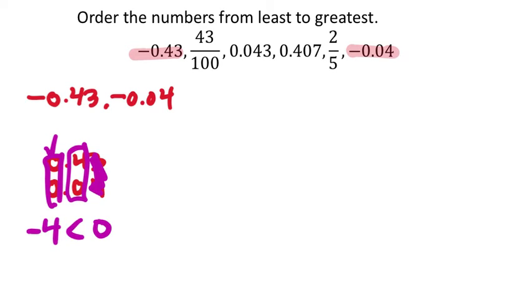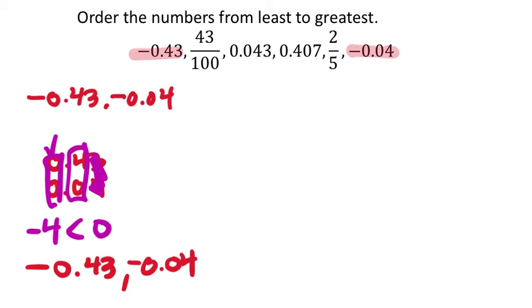Which means, well, that came from the negative 0.43 here, which is this one. So in order from least to greatest, yeah, we already had that. Negative 0.43 is less than negative 0.04. So that orders all of my negatives from least to greatest right away.